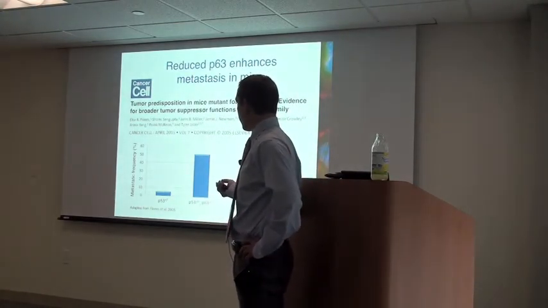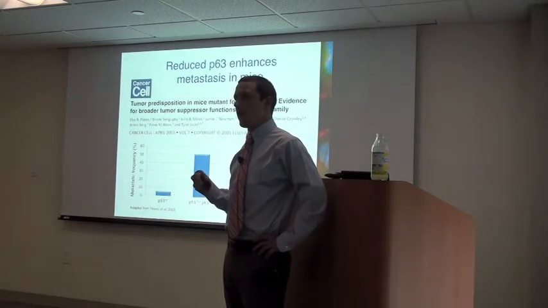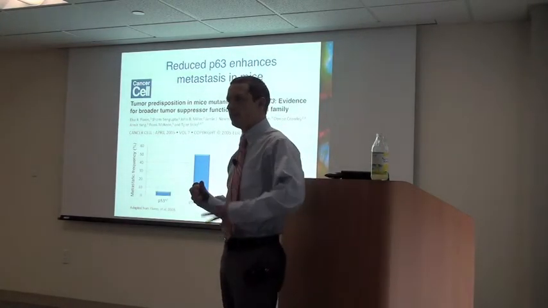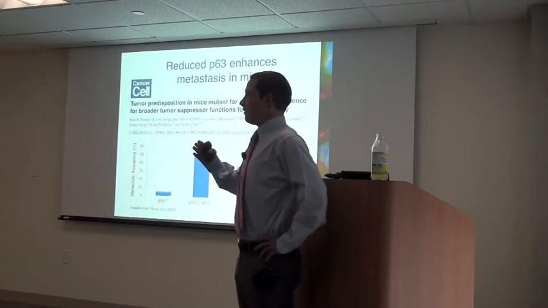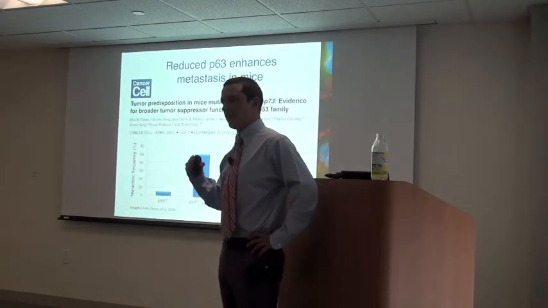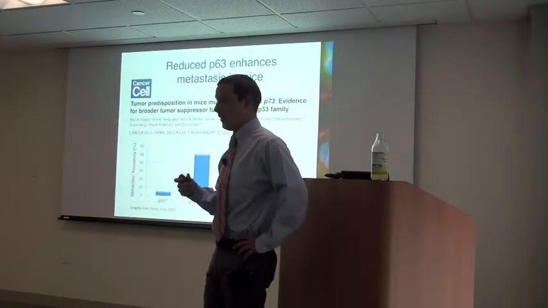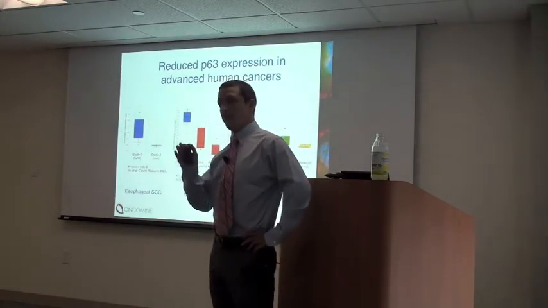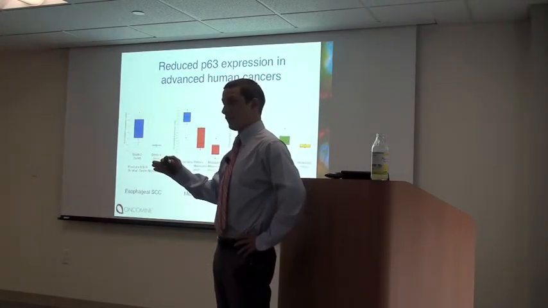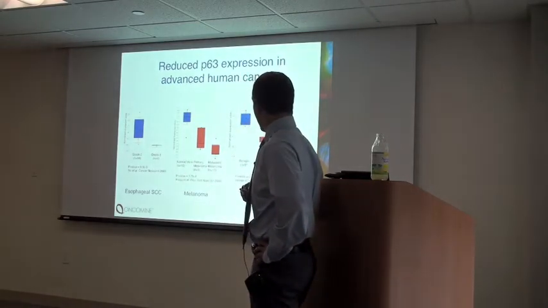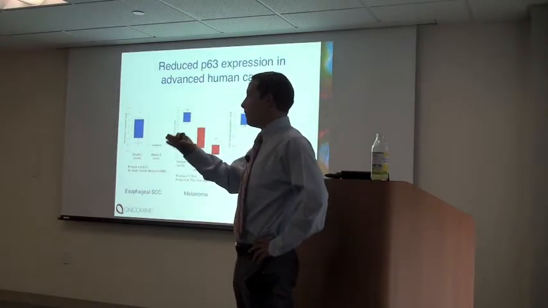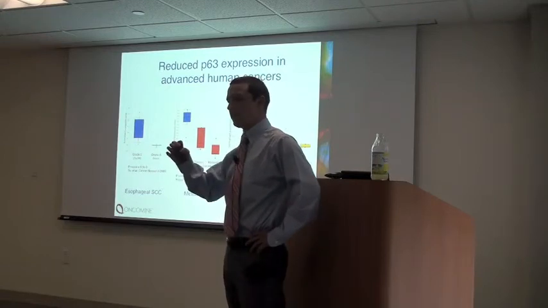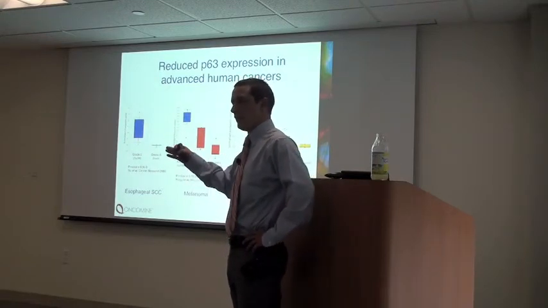So we said, well, okay, this is mouse genetics. What about human? Is there a correlation between cancer progression and p63 expression? So we used Oncomine to look at the expression of p63 at different stages of human cancers. And we found that as cancers become more aggressive, p63 expression is progressively reduced.